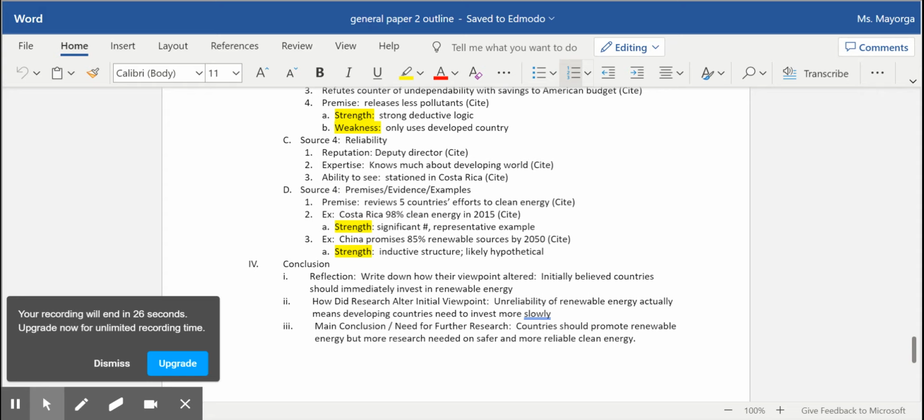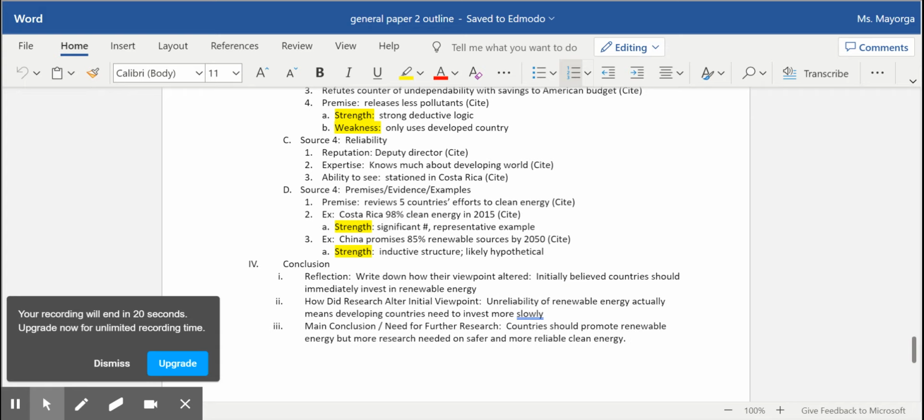Notice my conclusion as well. I explain what I initially thought, how the research altered that viewpoint, and then finally where I ended up and what further research is needed. So if you do all that, you will score very well on this outline.